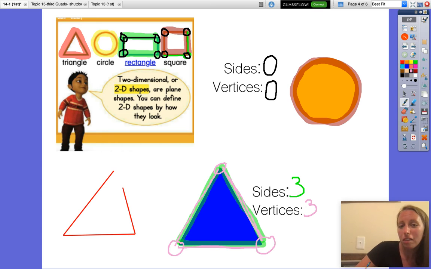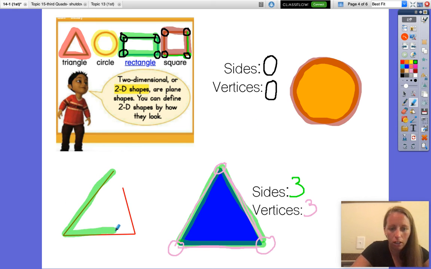Okay. The last thing that we need to remember about shapes is that to call it a shape, it needs to have closed sides. Look at this shape. Do you see how right here, those sides are not touching? They're touching all the way around. All the sides are connected. They're touching. But then you get over here and they're not touching anymore.